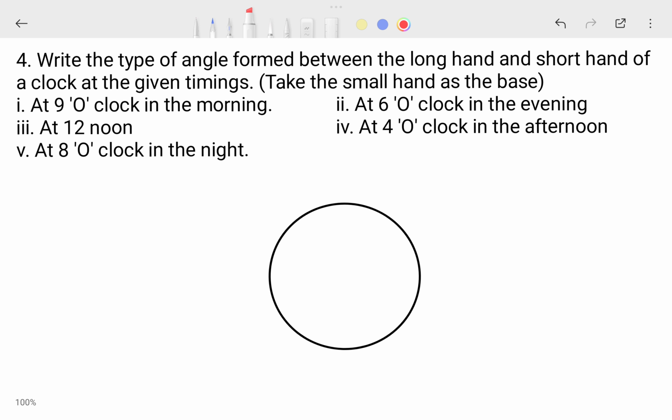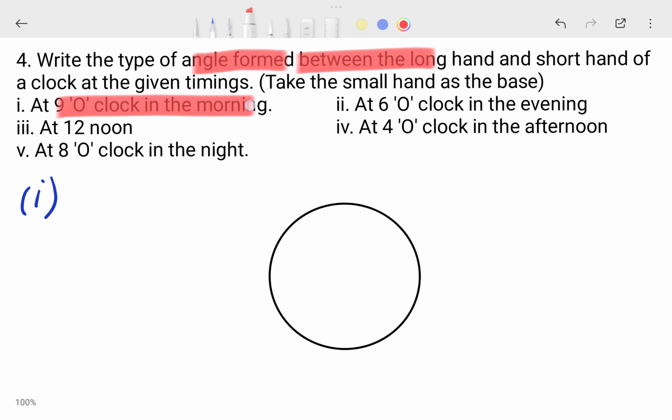So in this question, what is it telling? Write the type of angle between the hands of the clock. Actually, in this one we have to write the angle name. So the first question is telling us.